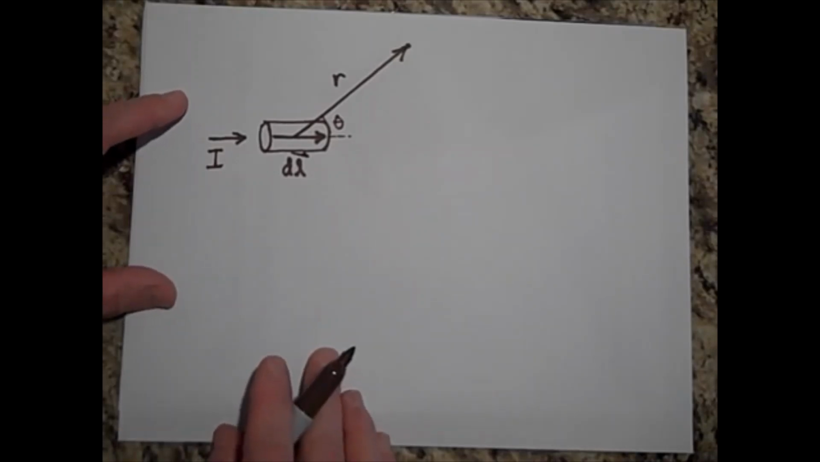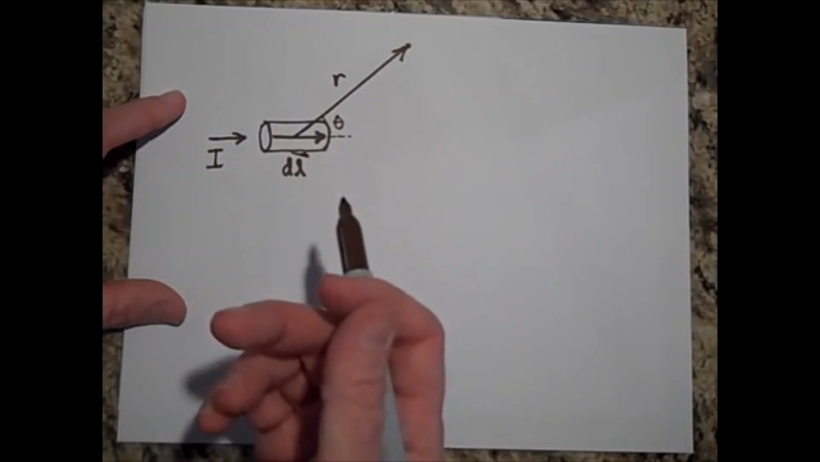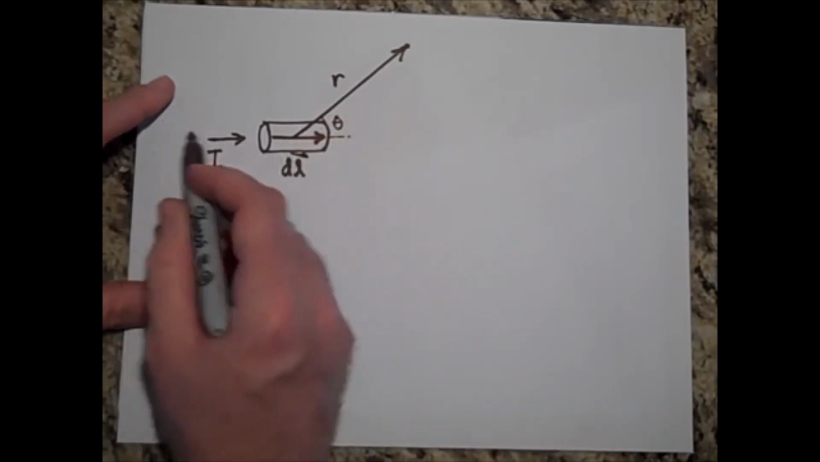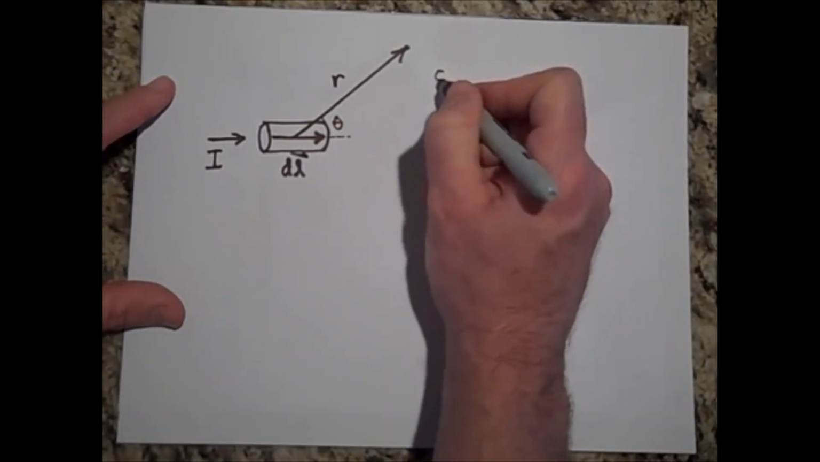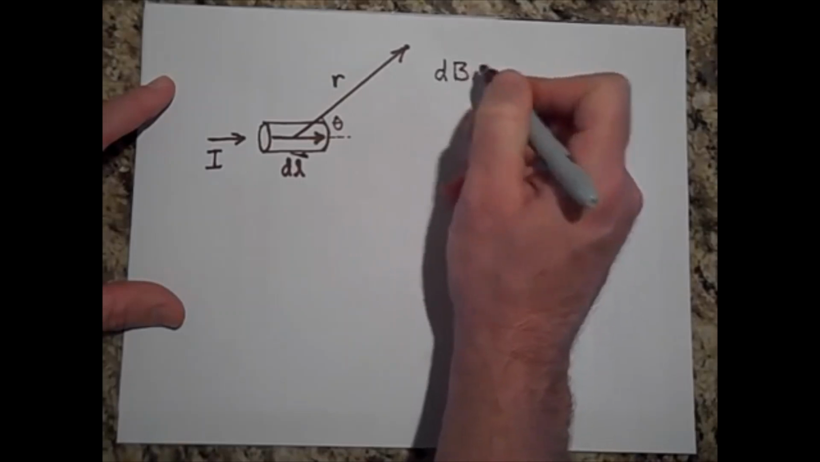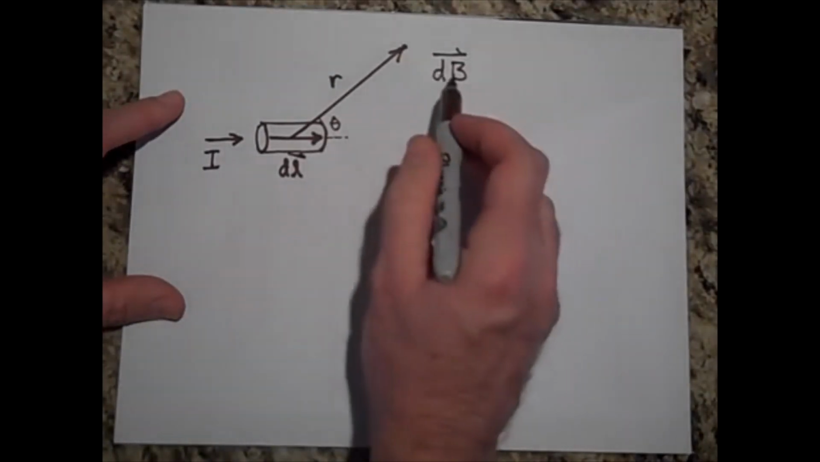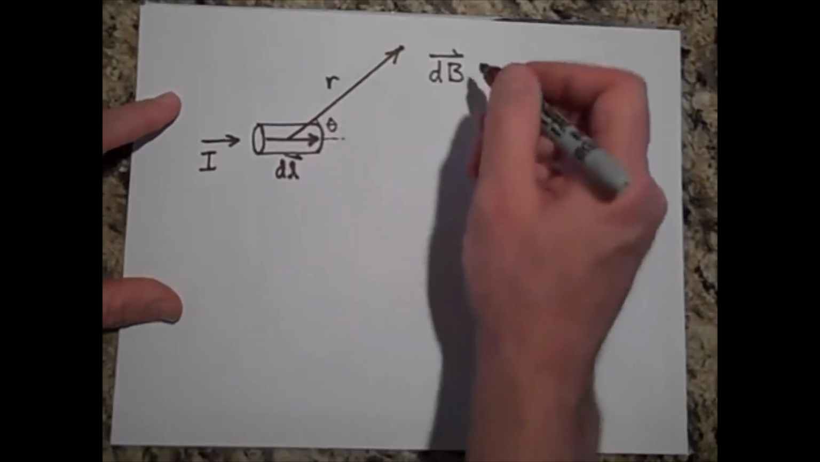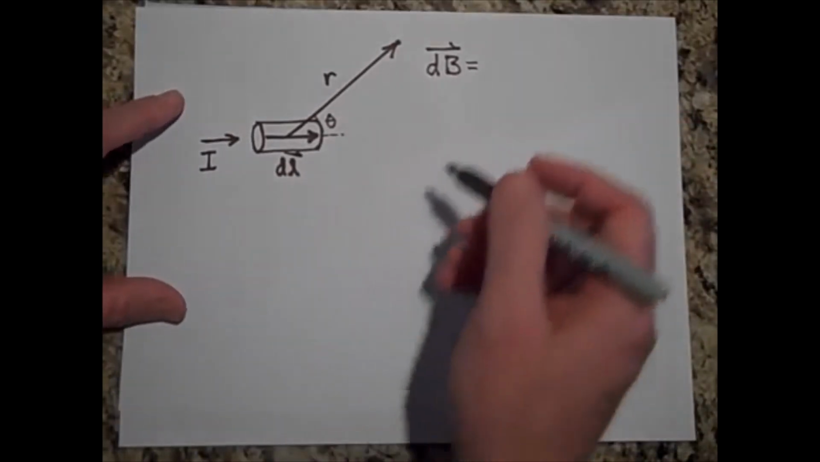Okay. Now the field just due to this little dL is really tiny. And so to remind ourselves that this is a field not for the whole wire, but just for dL, I'm going to put the field there. It's not a big field, it's a little field. It's dB. So the dB, the very tiny field due to this little dL, is going to look very similar to the equation from the last video.